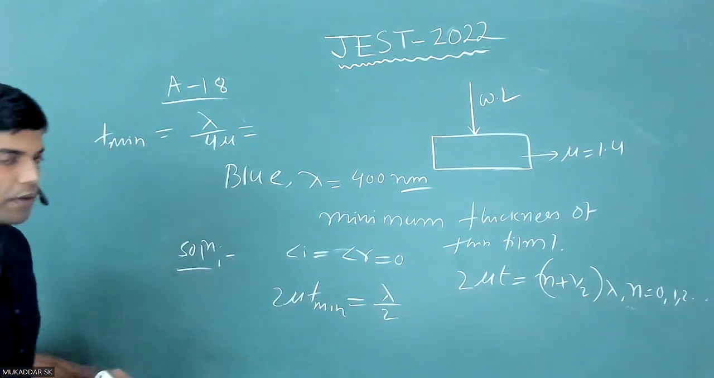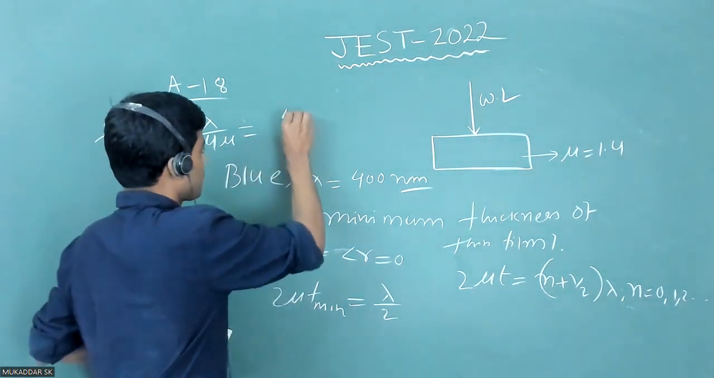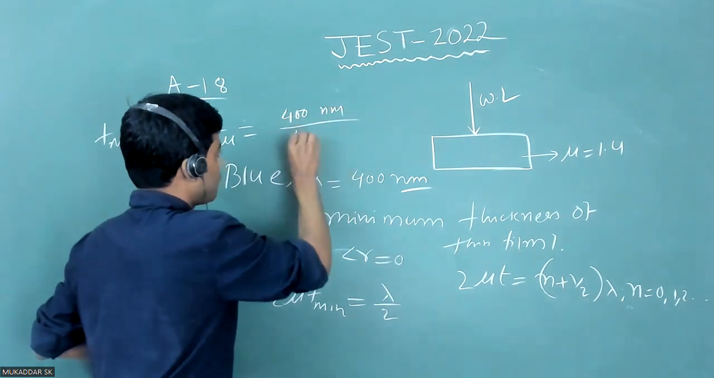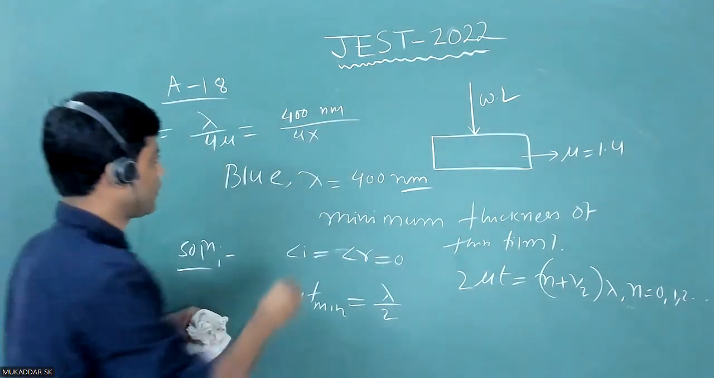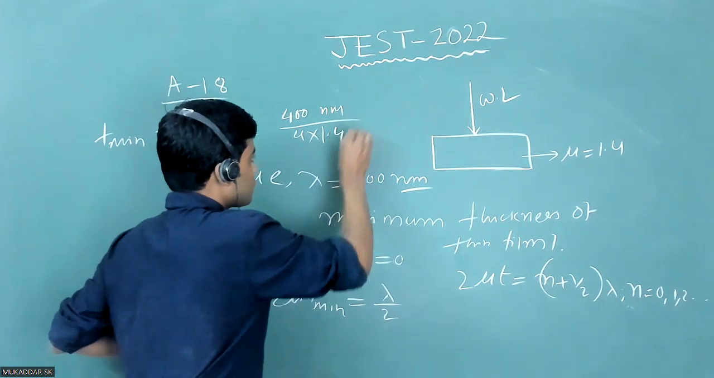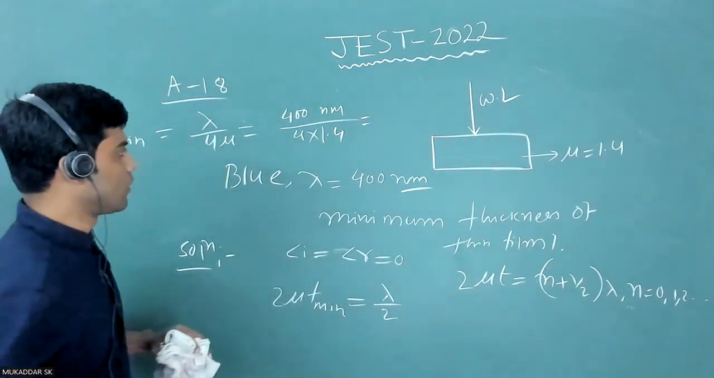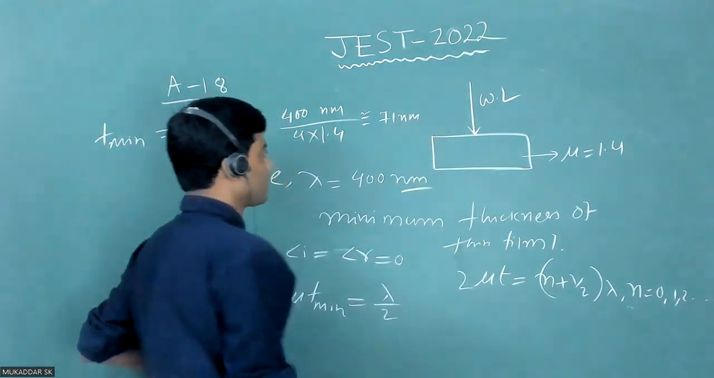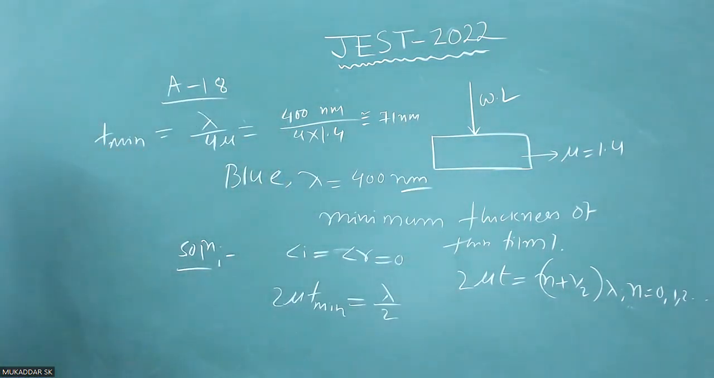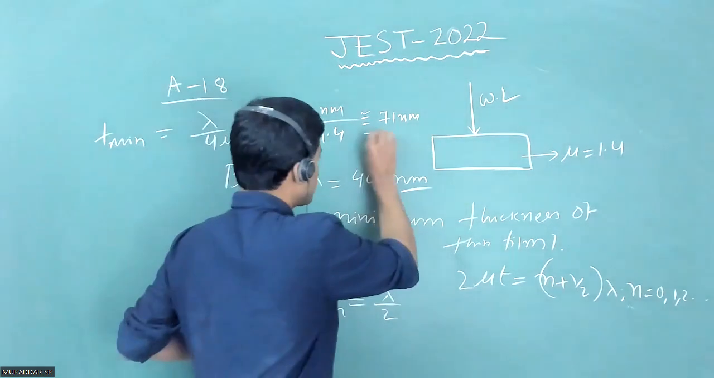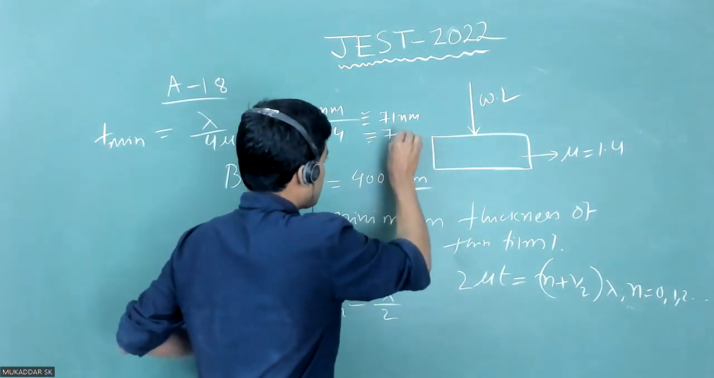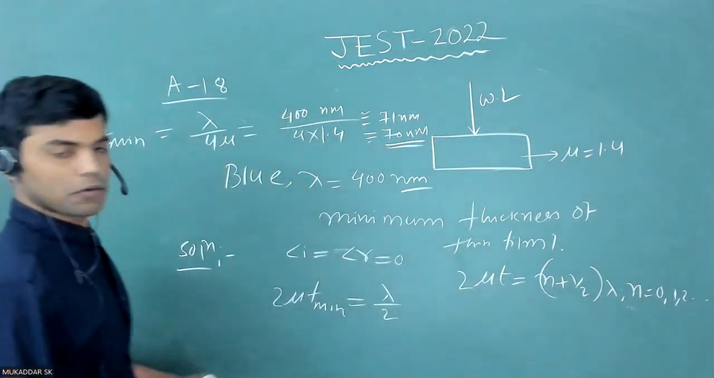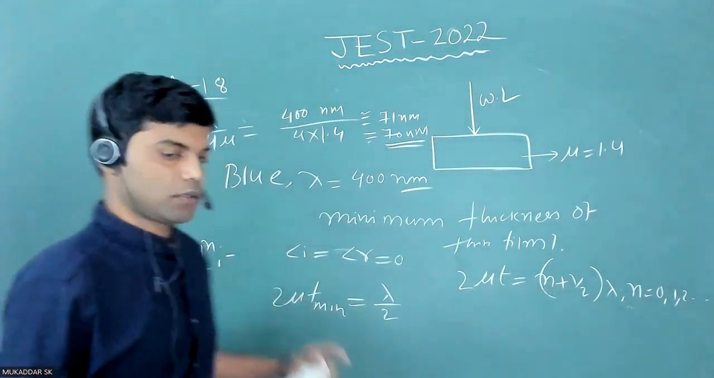Okay, and lambda is given, that is 400 nanometer, divided by 4 into mu is given, that is 1.4. So if you calculate it, you will get around 71 nanometer, but according to the given options it was close to 70 nanometer. 70 nanometer will be the correct option for that question. Okay, thank you.